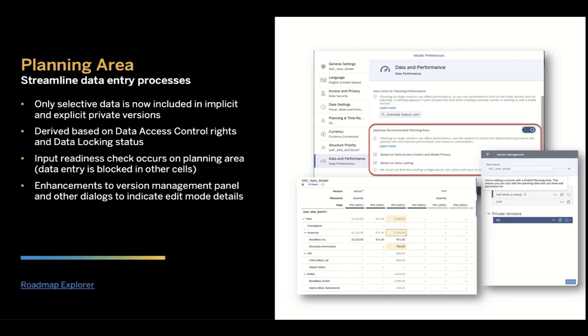Additionally, however, the planning area provides enhanced input readiness. End users now get visual cues to indicate which cells are editable and are physically blocked from entering data against those cells that are read-only. Several dialogues, including version management and version copy, have been modified to indicate to the end user the scope of data edit associated with the version they're working on.